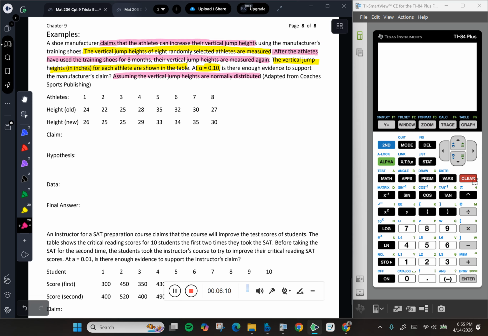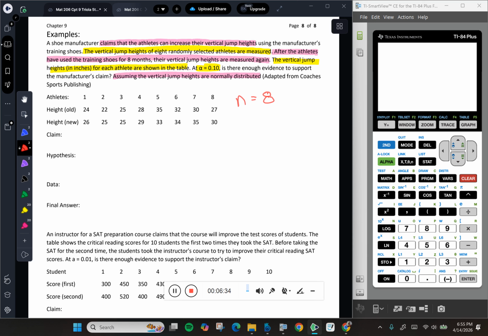My table here says athletes are 1 through 8, so this is the number. Right? So we got the number of paired data sets is 8. So that tells me that n is 8, because in paired data, n represents the number of pairs that you have.